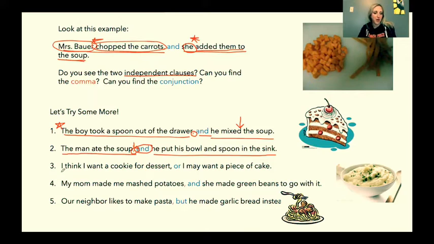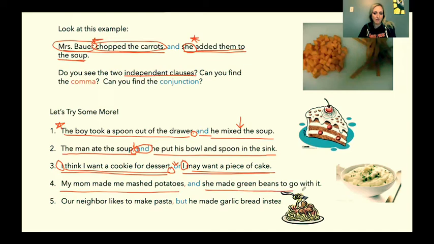Look at number 3. I think I want a cookie for dessert, or I may want a piece of cake. I think I want a cookie for dessert is an independent clause, and I may want a piece of cake is an independent clause. They both have a subject and a predicate. They are combined with a comma and the conjunction or. Very good.